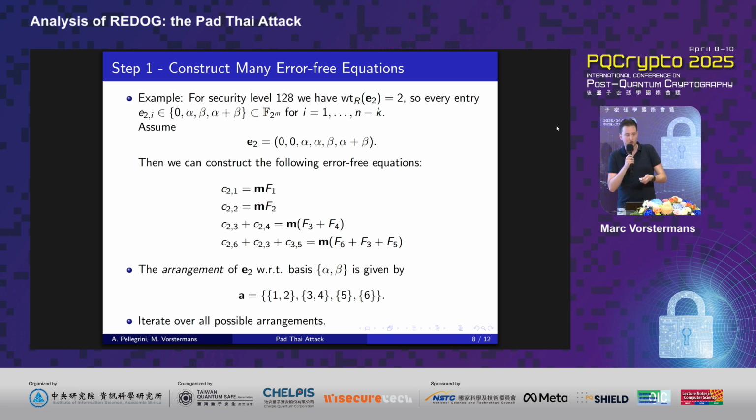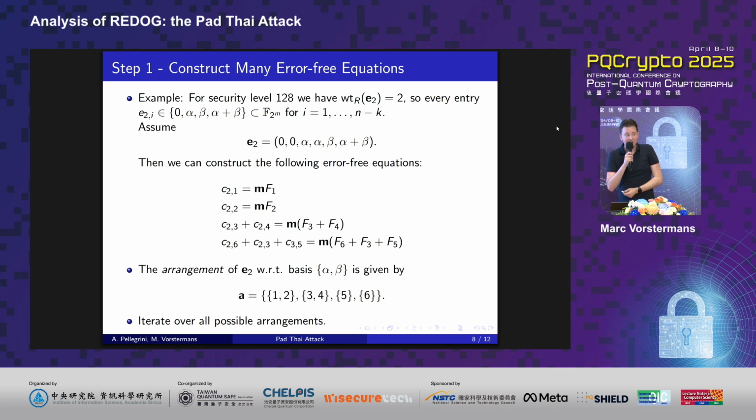First I have to introduce the concept of an arrangement. An arrangement is sort of an order representation for our error vector. In this case, the arrangement of E2 with respect to a certain basis is given as follows. We have this first set containing 1 and 2, and these correspond to the indices that have the error value 0, so the first and second index of E2. We have 3, 4, which corresponds to the indices where the entry in the error vector is equal to alpha, our first basis element in that small basis. 5 corresponds to the entries that have error value beta, and then 6 corresponds to the linear combination.